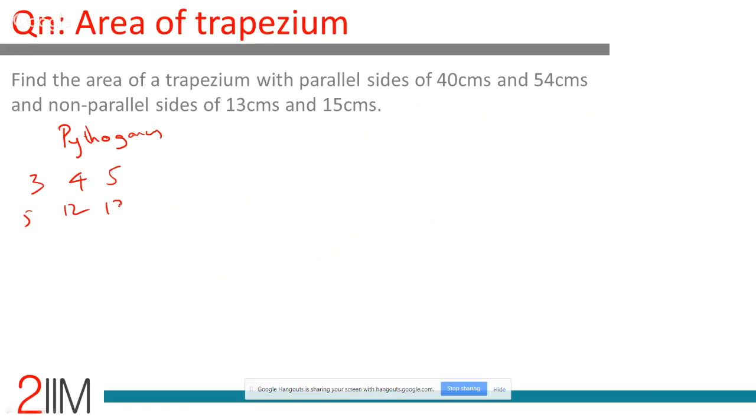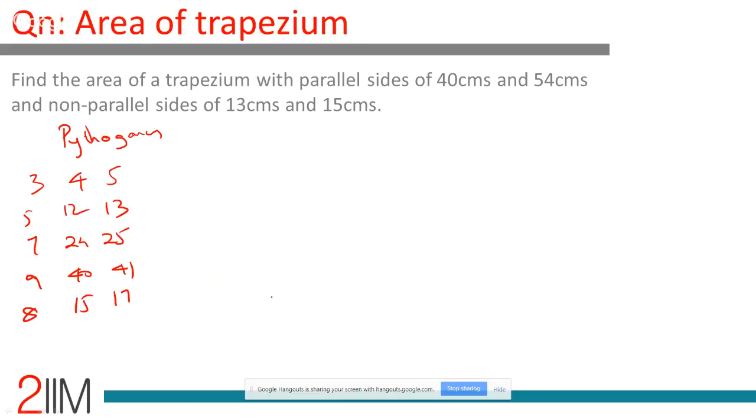5, 12, 13 is a Pythagorean triplet. 7, 24, 25 is a Pythagorean triplet. 9, 40, 41 is a Pythagorean triplet. 8, 15, 17 is one. There are infinitely many Pythagorean triplets. It can be easily proved. It's a wonderful idea. So there's a general formula for different versions of Pythagorean triplets.